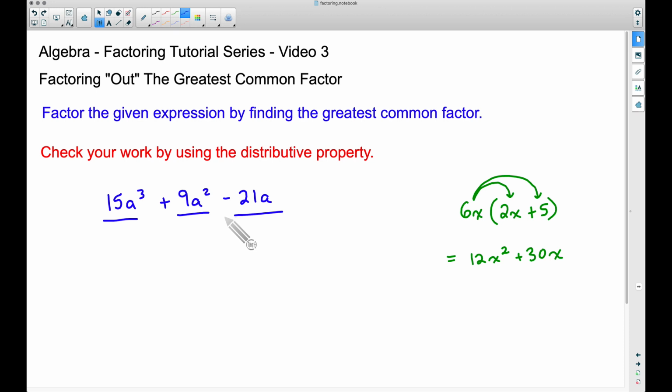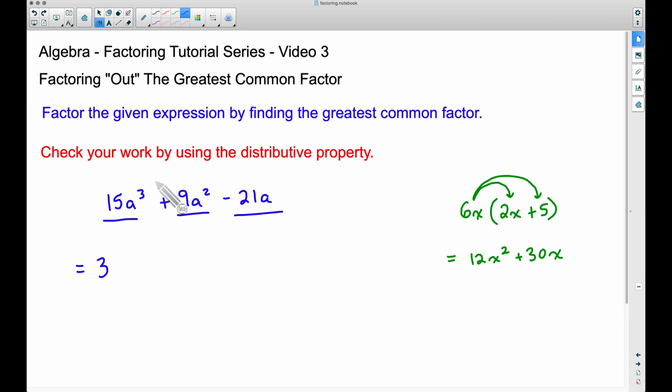How about 3? 3 will go into 15 nicely. 3 times 5 is 15. 3 goes into 9 nicely. 3 times 3 is 9. And 3 goes into this negative 21 nicely because 3 times negative 7 is negative 21. So I'm going to write that down as part of my GCF.